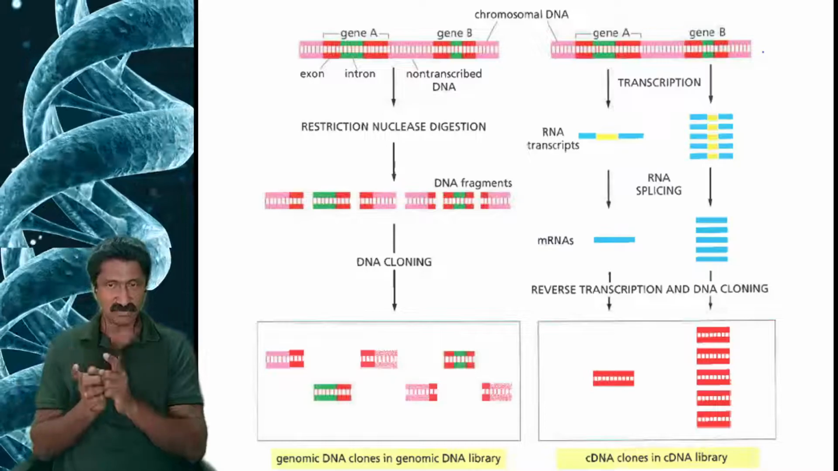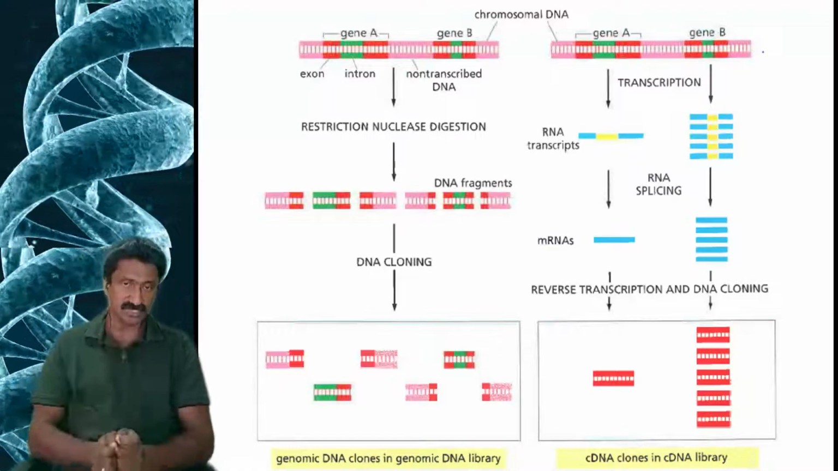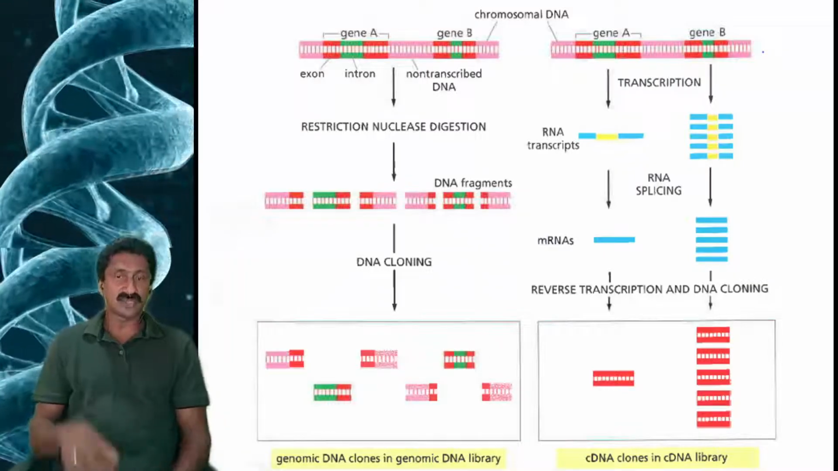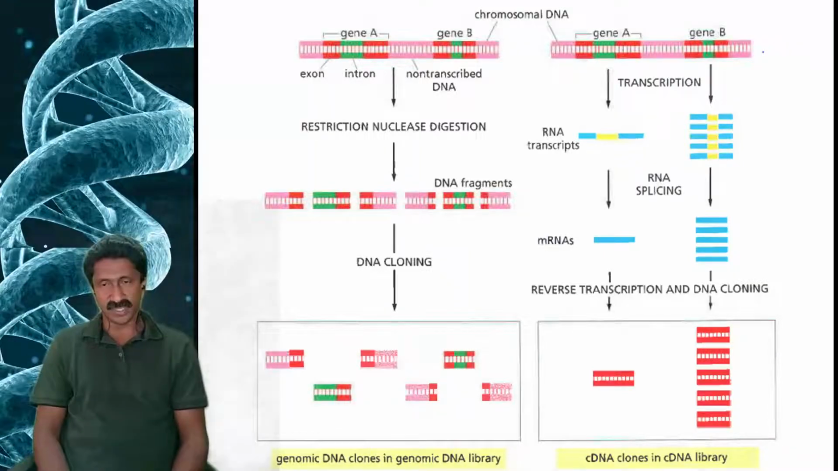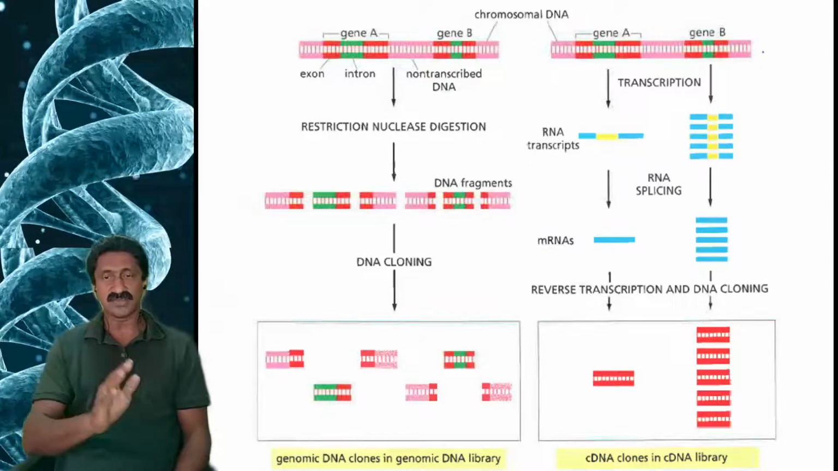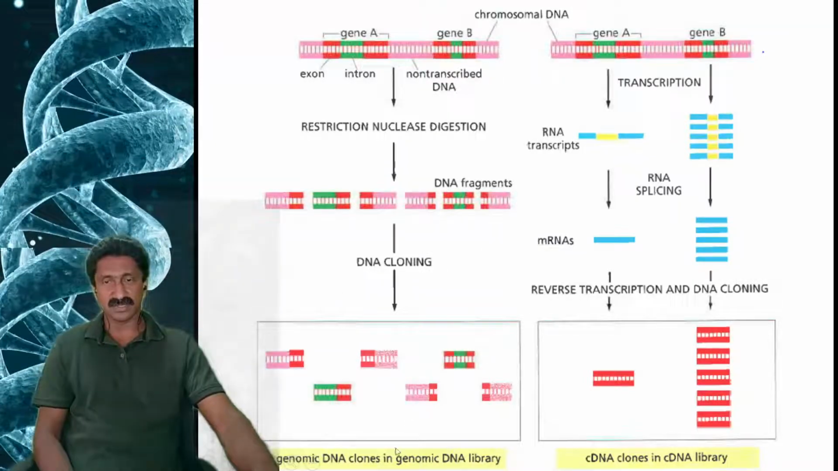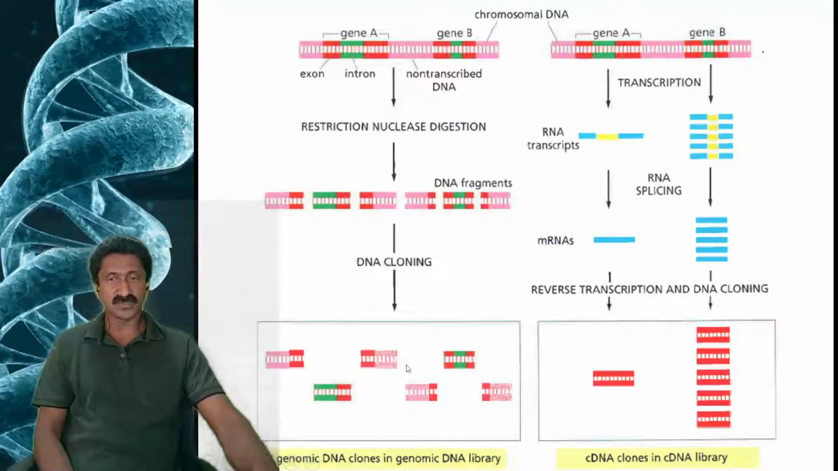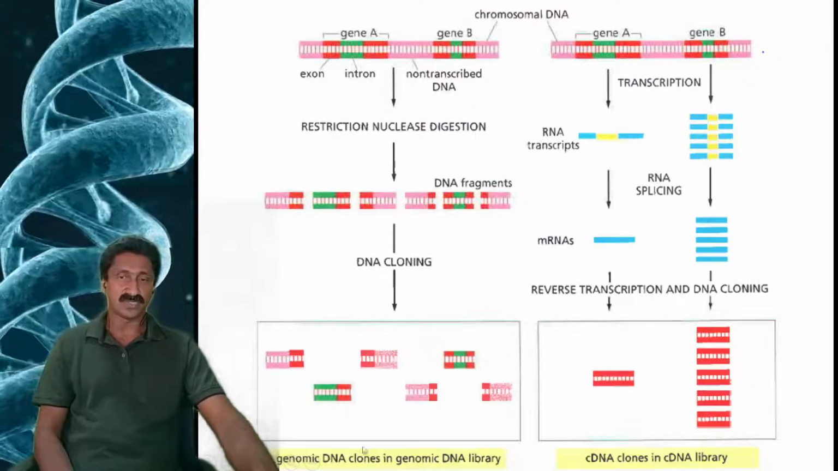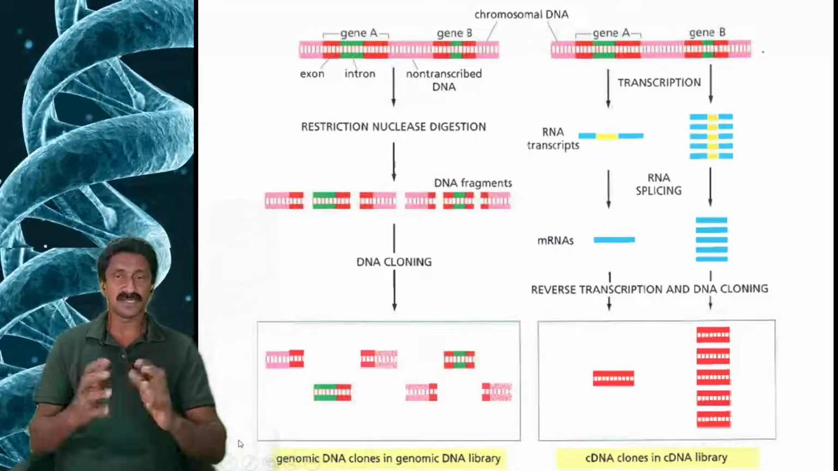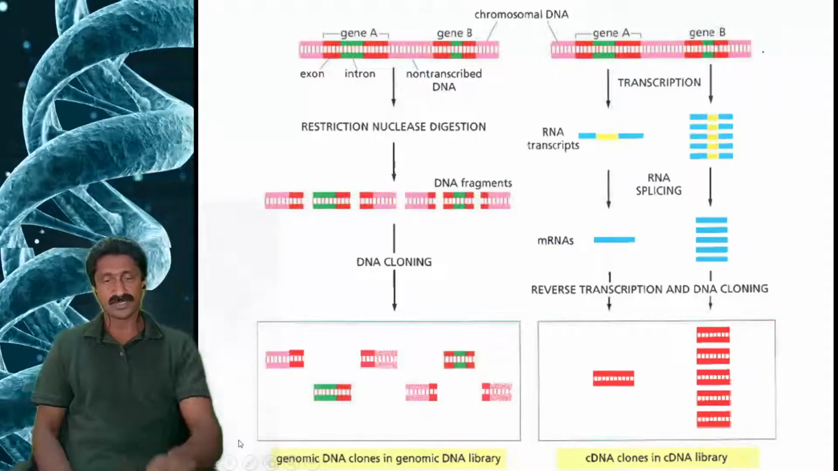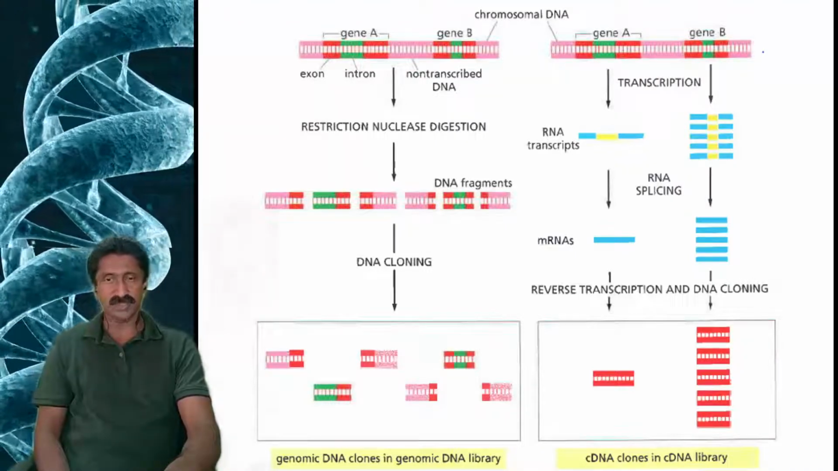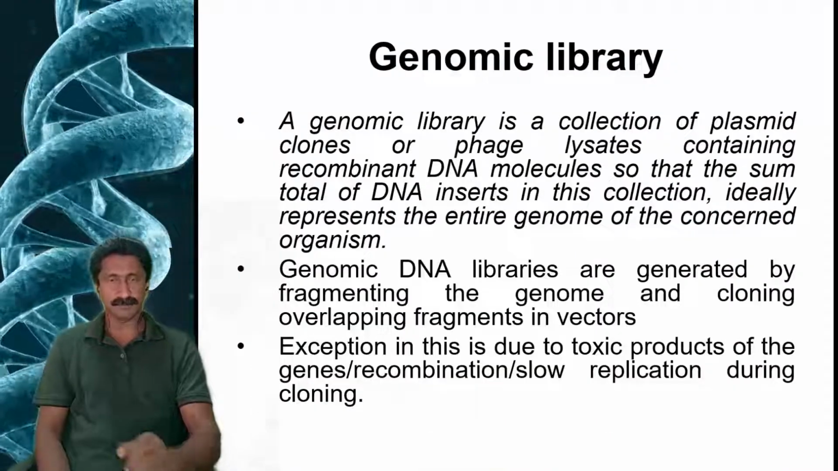Whereas the genomic DNA library members represent the sum total of the entire chromosome, the entire genome of the organism. And if you sequence all the fragments created in a genomic library, then the sequence of all these fragments constitutes the total genome of the concerned organism. So this is about the genomic library and the cDNA library.